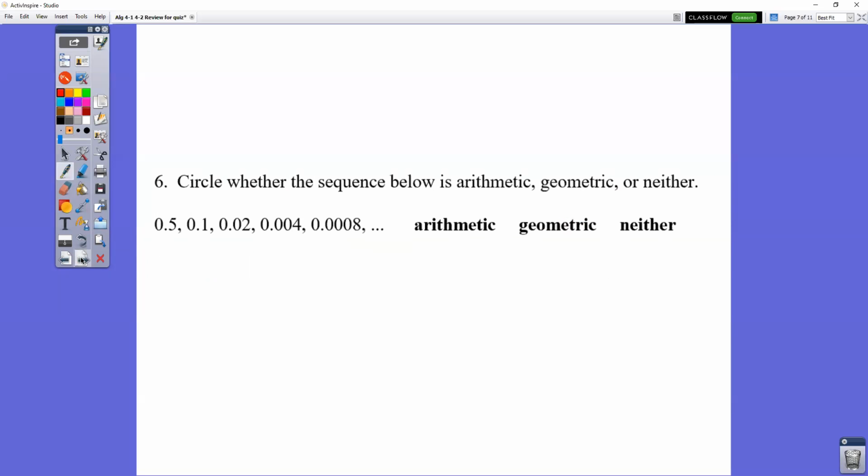Take a look at number 6. Circle whether the sequence below is arithmetic, geometric, or neither. So we don't need to figure out the next term. We just need to figure out whether it's arithmetic, geometric, or neither. Go ahead and do this one, please.